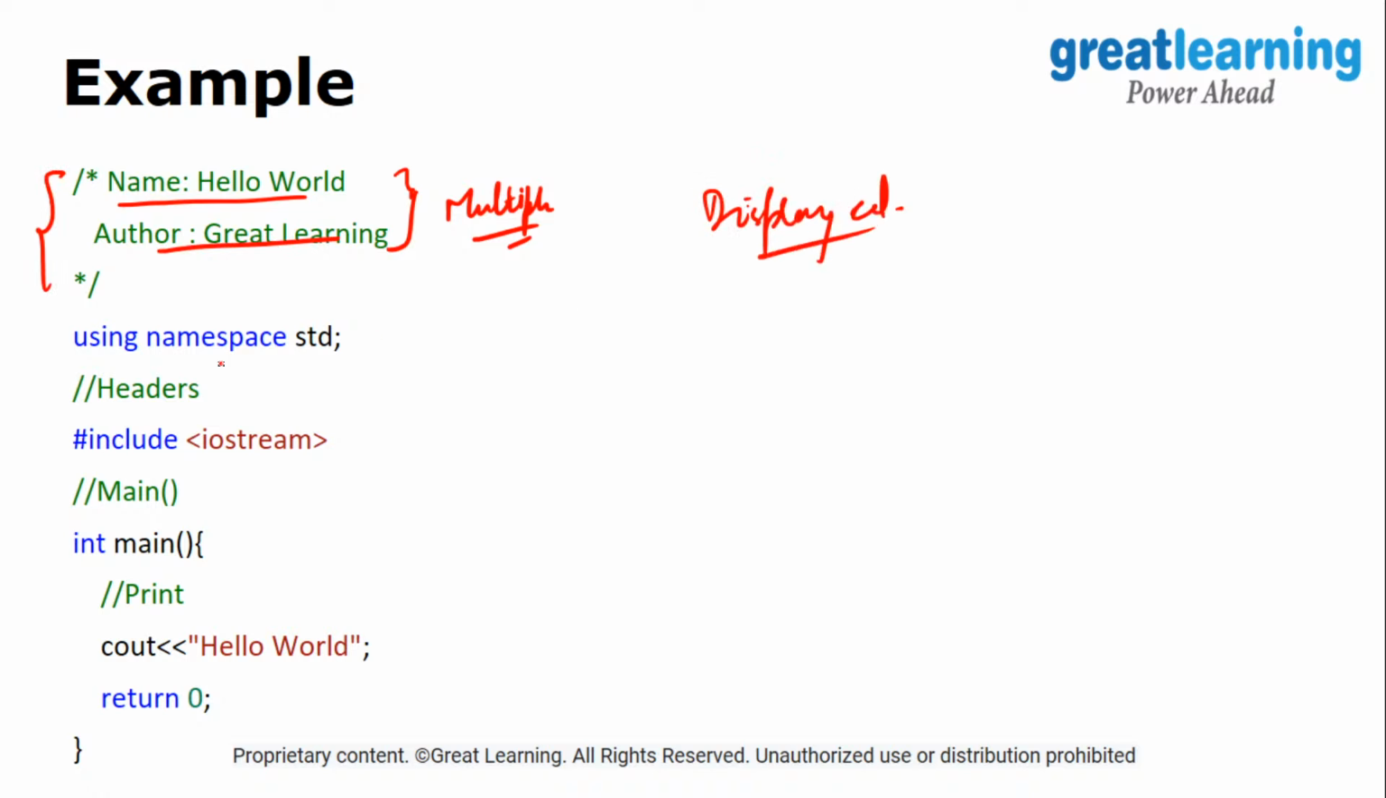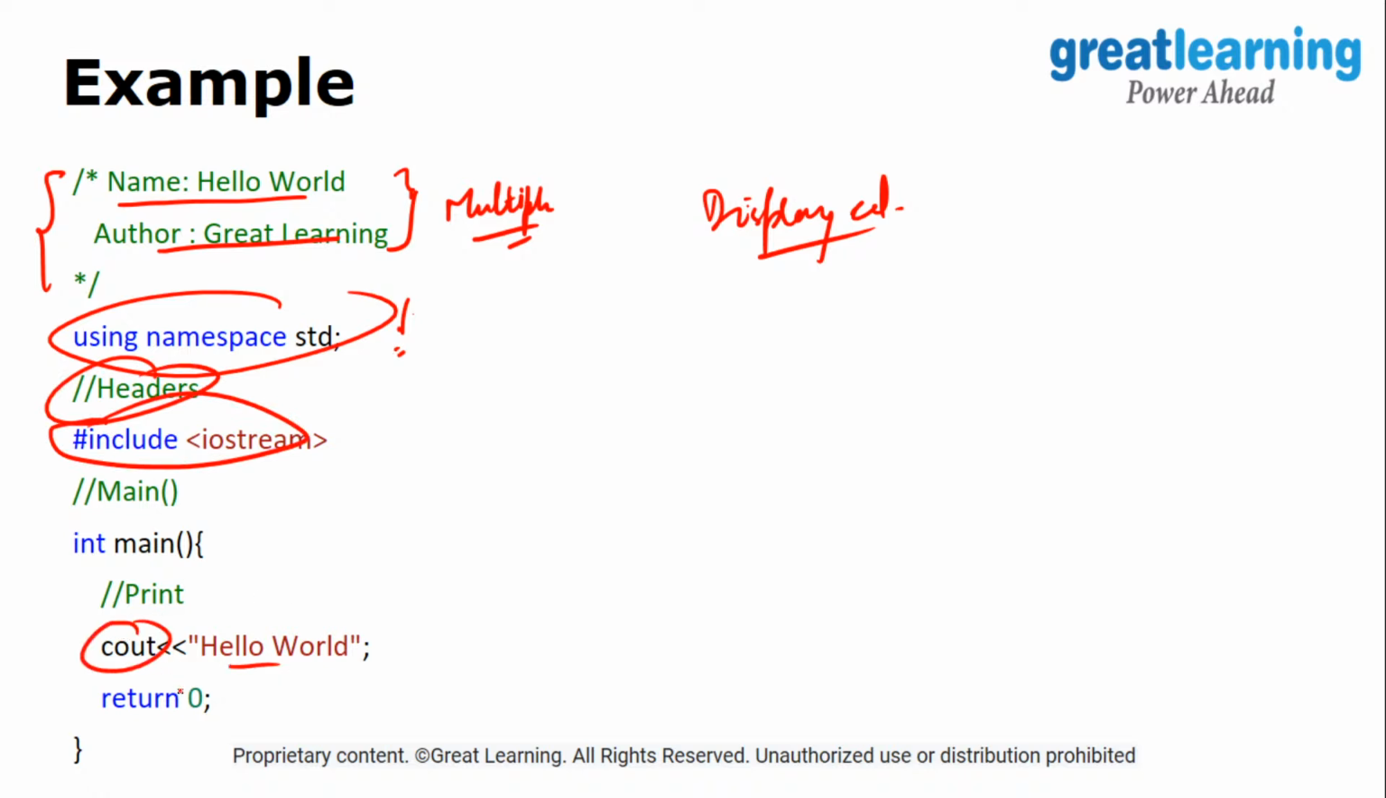Okay, now what about this thing? This thing we'll discuss later. And what about these headers? So headers, that means that this is the file that we are including. Why? Because we are using the cout statement, and these things are already being explained.